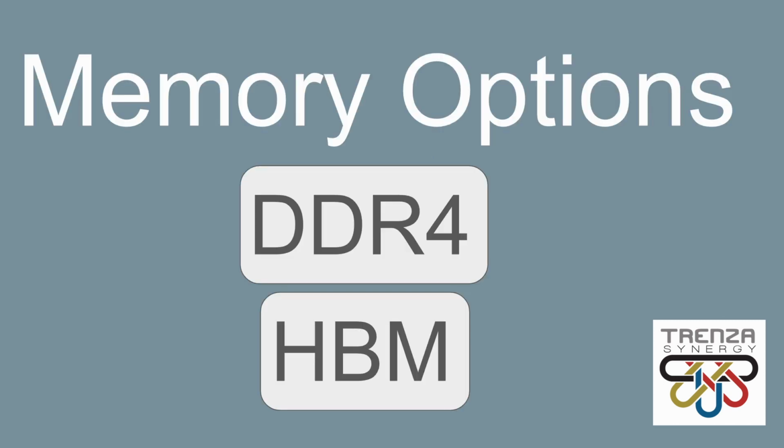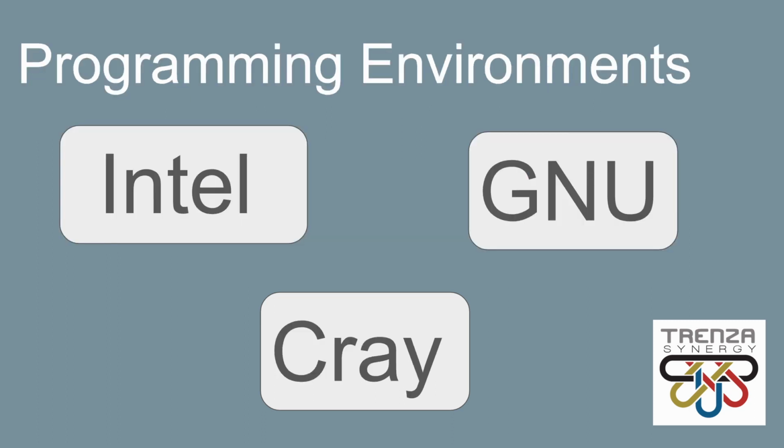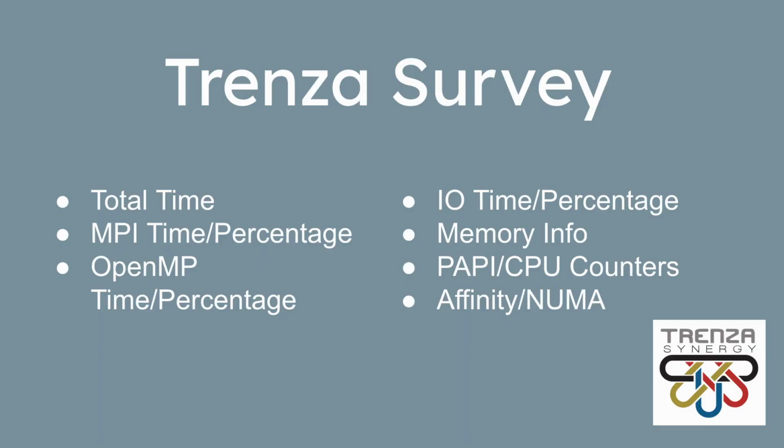2 different memory options, that's DDR4 or HBM, and a choice of programming environments: Intel, Cray, and GNU. All of this means that to use this machine efficiently, you really need to have a good understanding of the performance bottlenecks before you undertake production runs. Trenza Survey will help you achieve this by providing you with a high-level profile of the application runtime components.